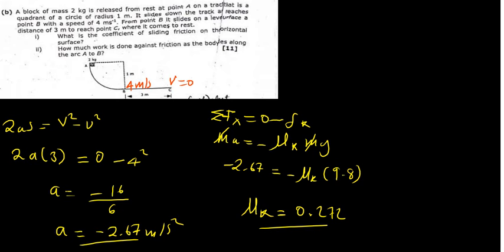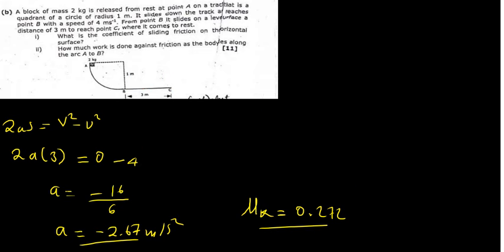Second question: how much work is done against friction as the body moves along the arc AB? Well, at the top point there is potential energy. This thing is not moving at point A, but as it slides, the potential energy is going to be converted to kinetic energy, and also some work done against friction.